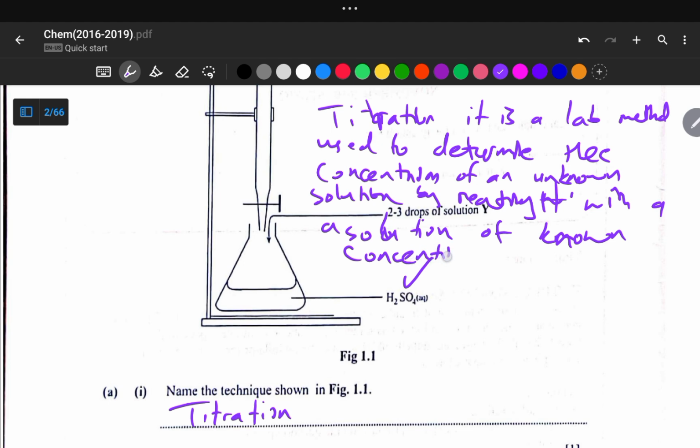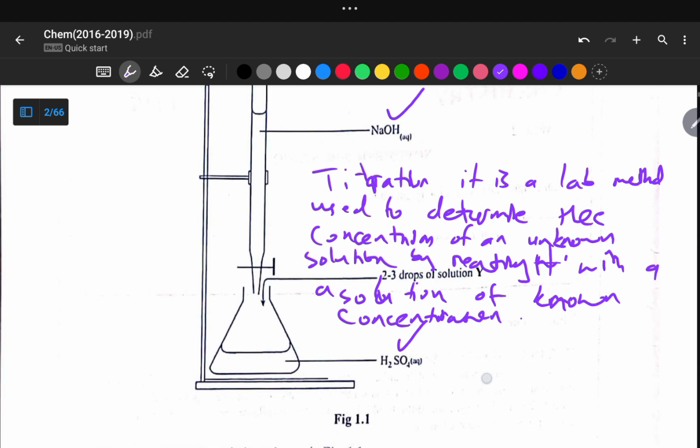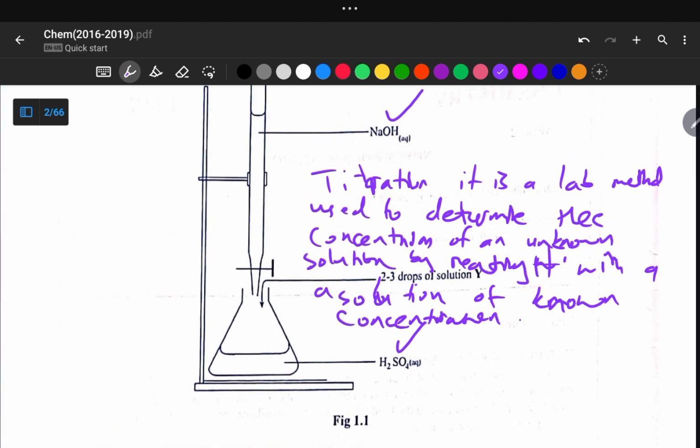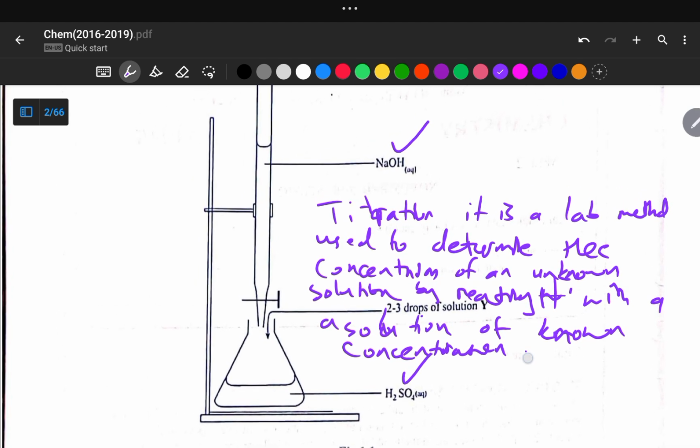We want to determine the concentration of one solution using a standardized solution. What is a standardized solution? It is one with a known concentration. A standardized solution can also be called a titrant, meaning the solution used in the titration. The solution being analysed can be called the analyte. These are the terms you need to familiarize yourself with.